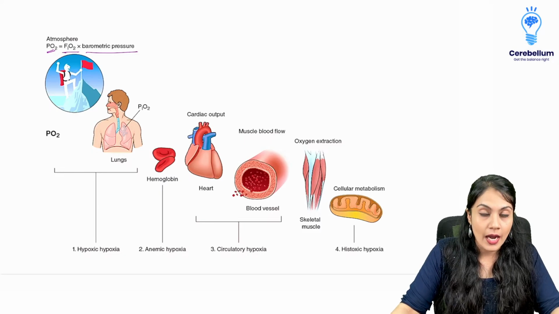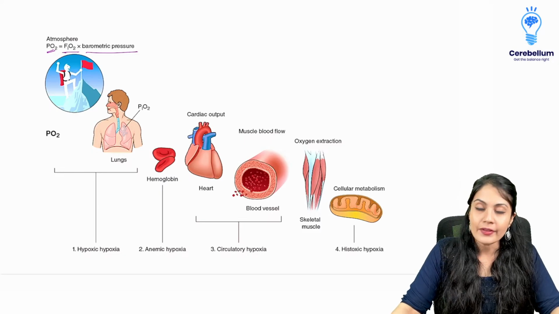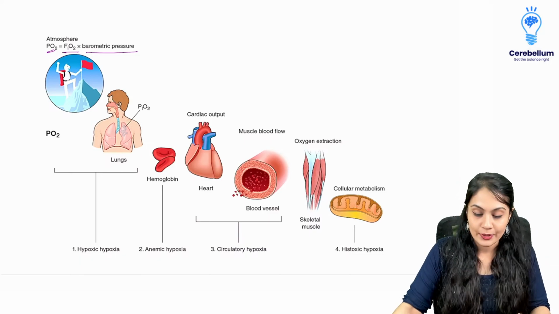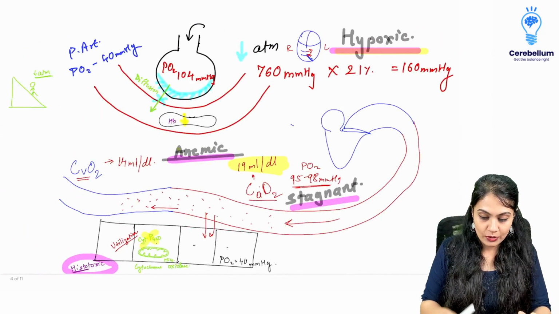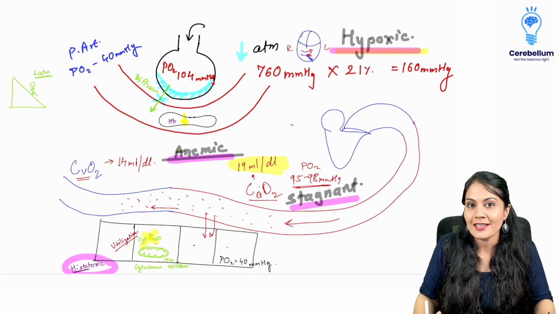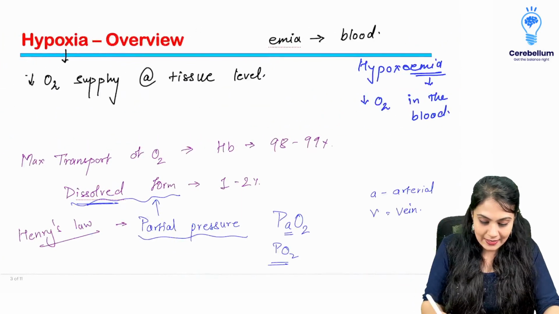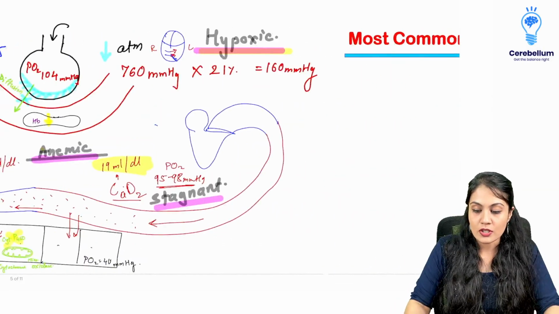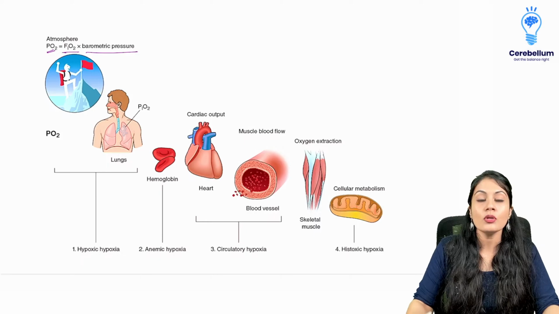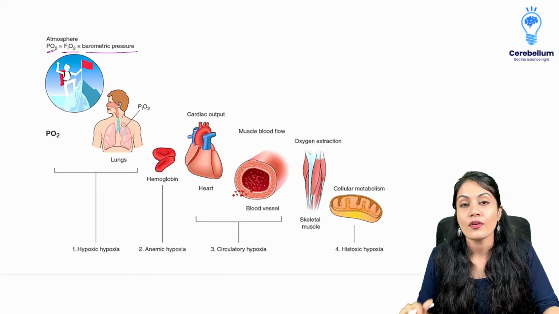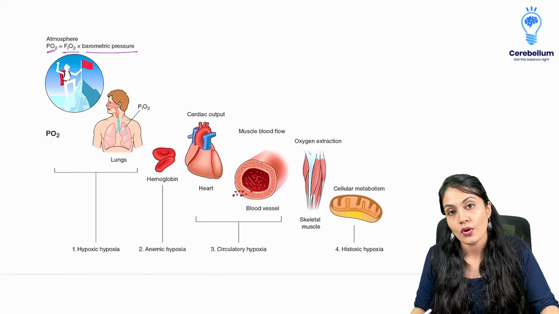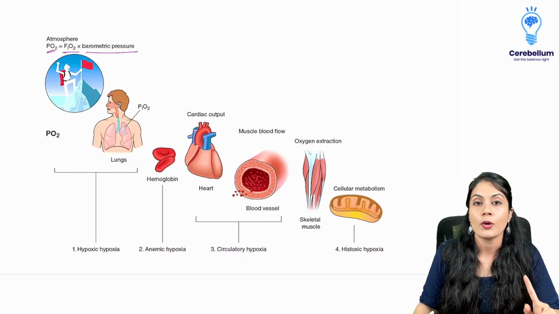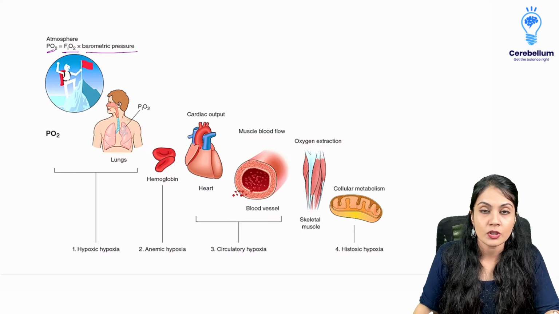That is hypoxic hypoxia. If in hypoxic hypoxia the partial pressure is decreasing, what will happen to the dissolved form? The dissolved form is going to decrease, and that's why the partial pressure is decreasing, isn't it? So this is the only type of hypoxia which is going to have a decreased amount of dissolved oxygen. Please remember that. This is very, very important when we talk about chemoreceptor stimulation.